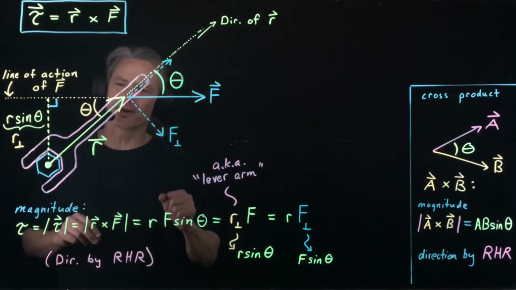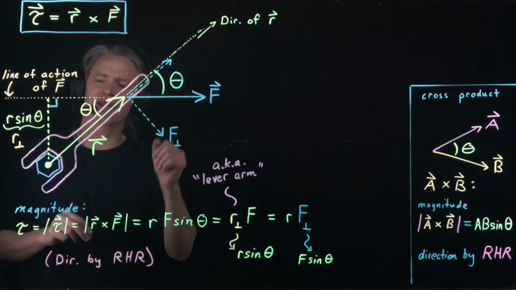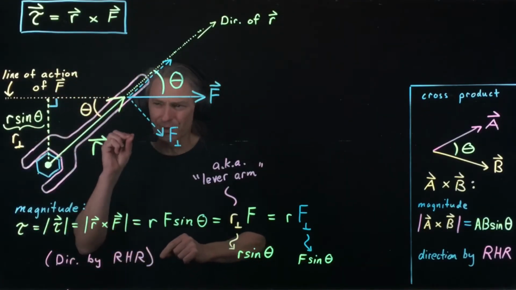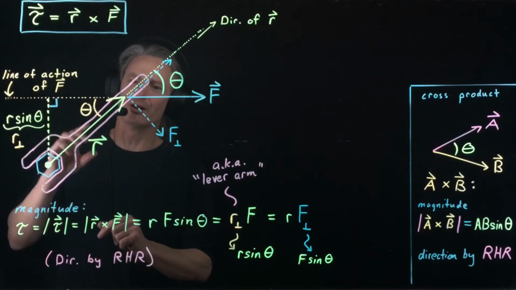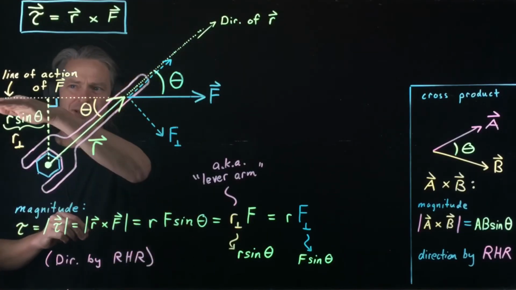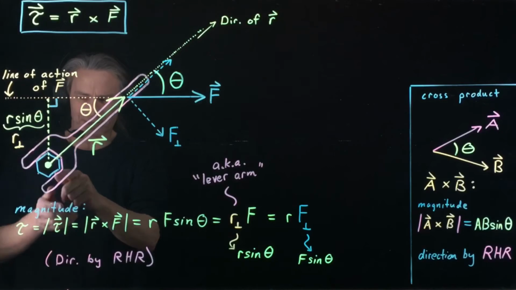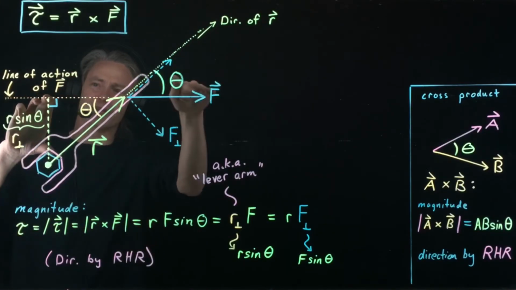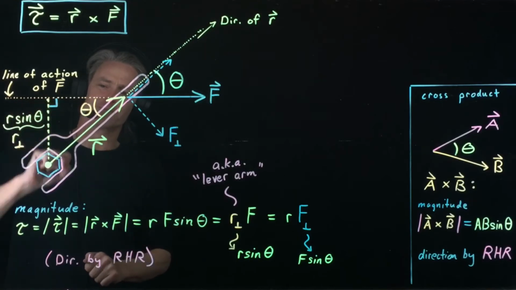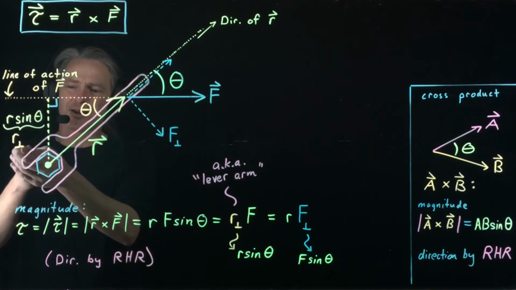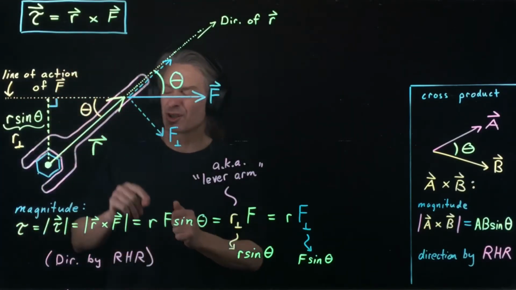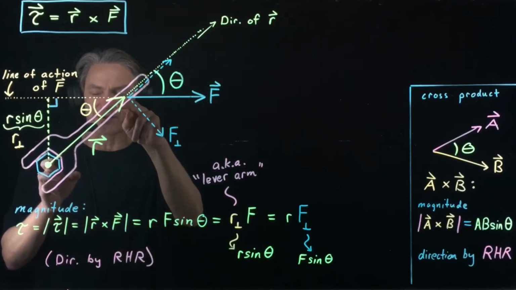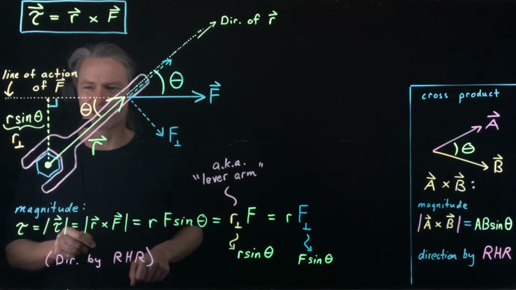Now, imagine trying to draw another line that connects that line to the reference point, and imagine trying to draw the shortest possible line. Well, that shortest possible line that connects the line of action of the force vector to this reference point will be perpendicular to the line of action of the force vector. All right, I'm going to call that r perpendicular. And I'm going to show you that that r perpendicular is equal to the magnitude of this vector r times the sine of this angle.